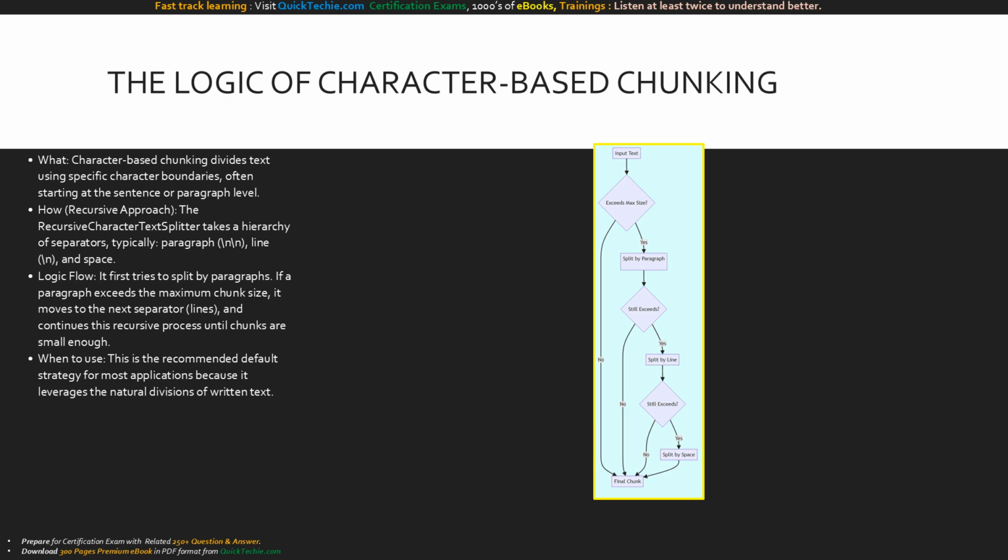This flowchart maps the exact decision logic of the recursive splitter. We input the text and immediately ask, does it exceed our maximum size? If yes, we try splitting by paragraph. We evaluate the size again. If it's still too large, we fall back to splitting by line. We evaluate once more. If it's still too big, we split by space. As soon as a piece of text fits our size constraints, it exits the loop and becomes a final chunk. It's a highly efficient, cascading safety net.